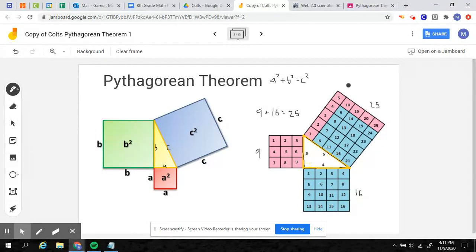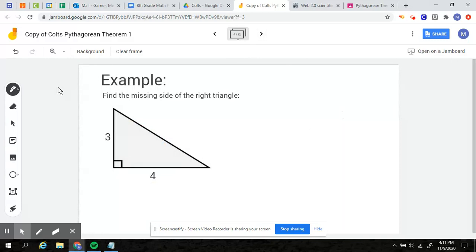That is all our theorem is telling us. So a squared plus b squared equals c squared. So here's an example of how we're actually going to use this. I'm going to write the theorem up at the top again: a squared plus b squared equals c squared. If I look at my triangle now, I need to figure out what these side lengths are.